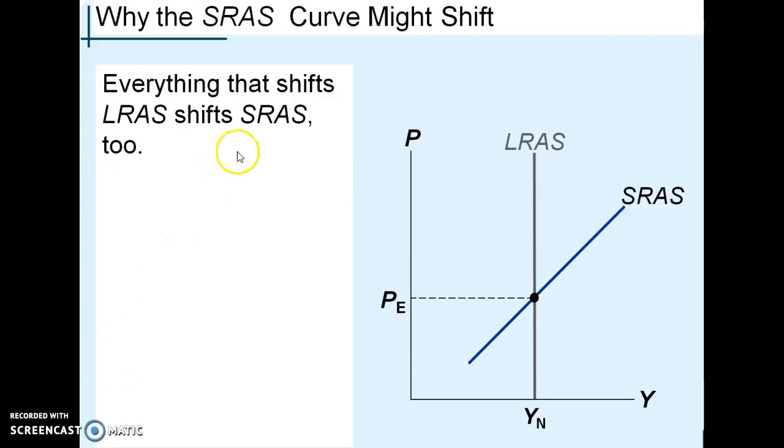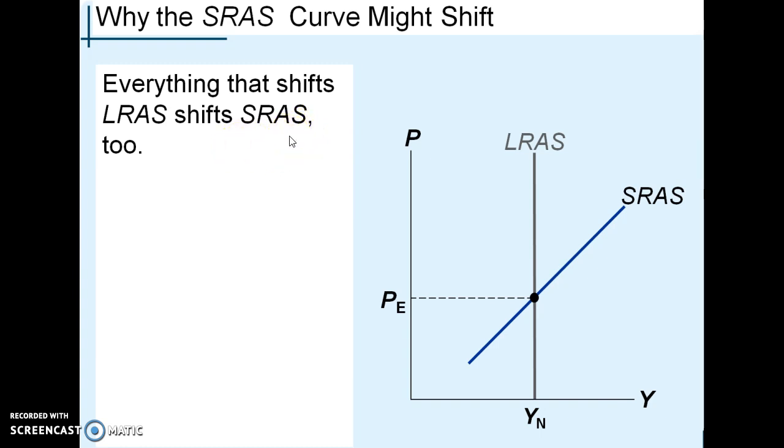So just on shifting the short-run aggregate supply curve, everything that shifts the long-run aggregate supply curve will shift the short-run aggregate supply curve. So if it ends up moving the long run, it would have to move the short run first. So if you had, let's say, more capital, like more machinery, or how about this, better technology? Better technology will shift long-run aggregate supply to the right, so that allows you to produce more in the long run, but it also allows you to produce more in the short run, which would mean short-run aggregate supply would also shift to the right. So everything that shifts the long-run aggregate supply curve also shifts the short-run aggregate supply curve.